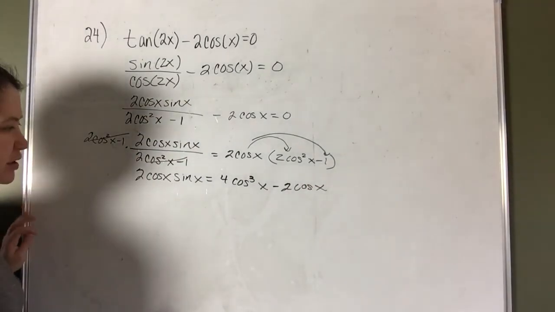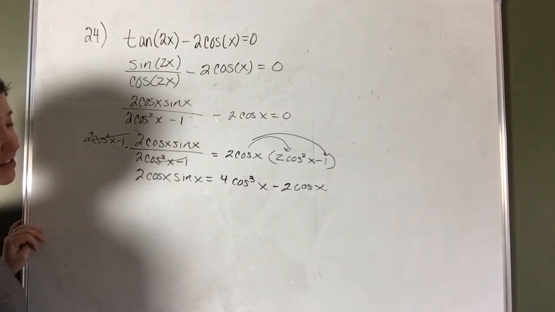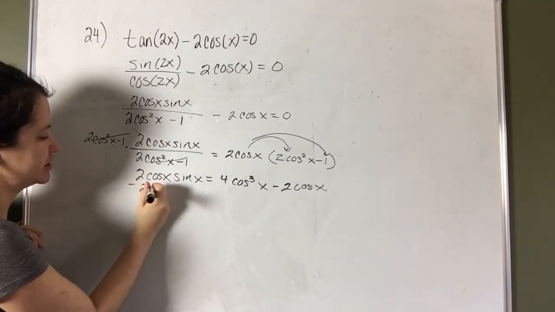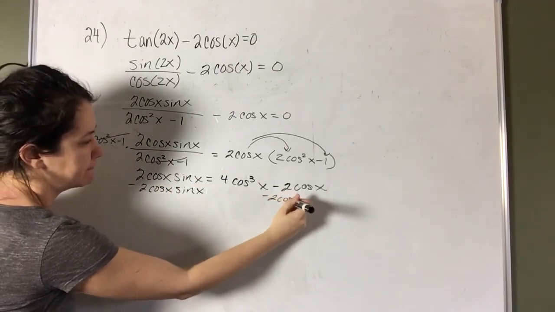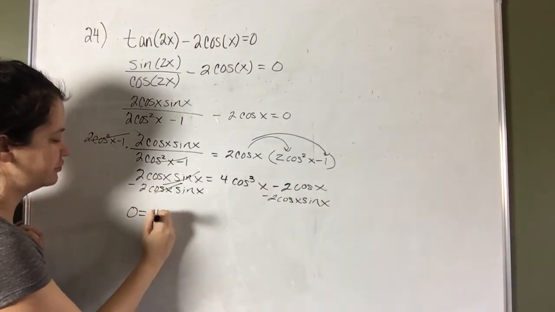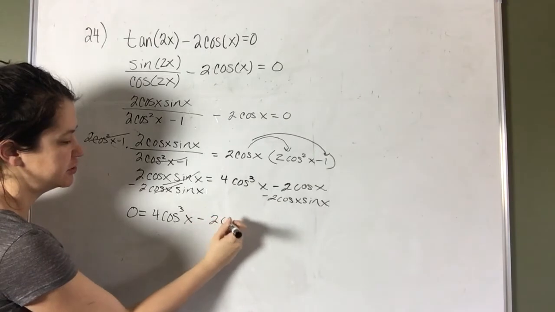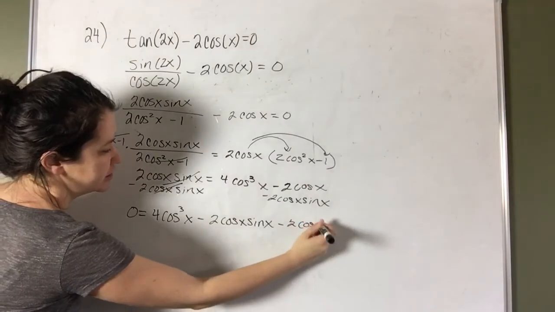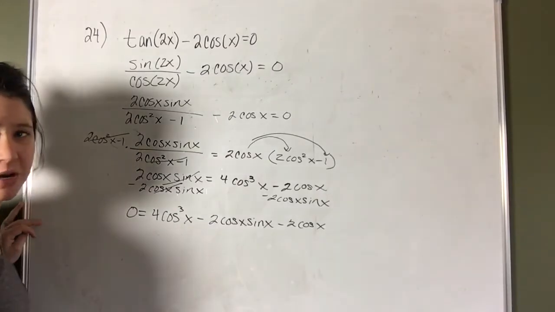And at this point, well, every single term has a cosine in it, so you're thinking we can factor that out, right? But before we factor, we're going to want to get it equal to 0. So I'm going to take this term and subtract it over. So that gives us 0 is equal to 4 cosine cubed. I'm going to put this in the middle, minus 2 cosine x sine x minus 2 cosine x.